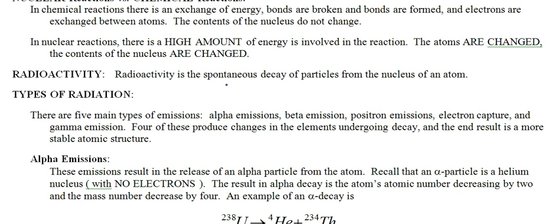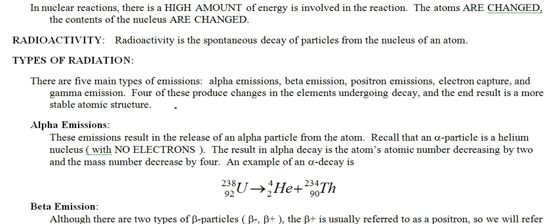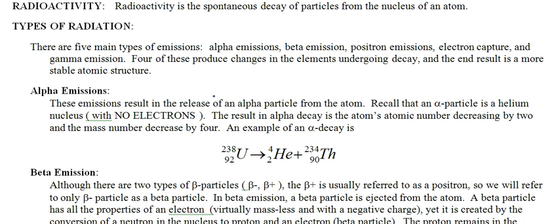So let's go ahead and get right into alpha emission. When we talk about emission, we're talking about something that is being ejected from the nucleus. Also, the term decay can be used. So when you hear emission or decay, what happens is that something is being ejected out of the nucleus.